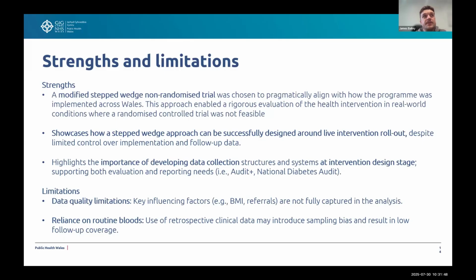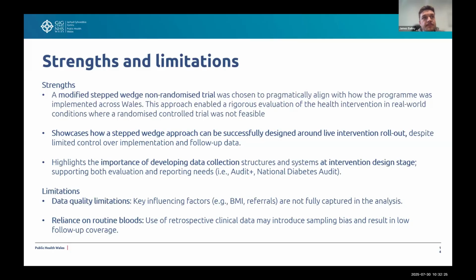Just quickly, the strengths and limitations of this study. This is the first time our team have used a stepped wedge approach. We believe that this adds rigor to our study design, as it complements how the program was delivered throughout Wales, and highlights how, although within public health we may not have full control on how interventions are delivered, we can slightly adapt gold standard study design methods to answer these complex questions.